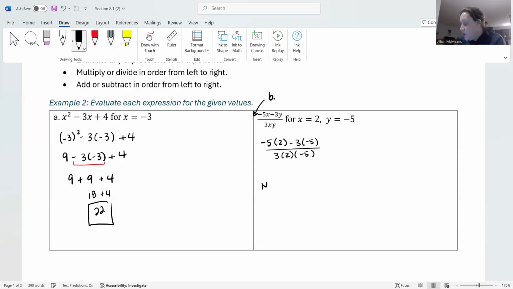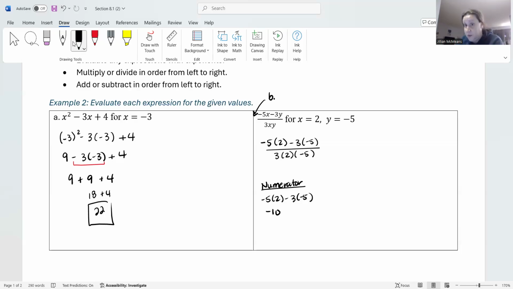So let's look at the numerator. The numerator for this example is negative 5 times 2 minus 3 times negative 5. Okay, so we have basically two multiplications and then we have a subtraction. So let's do the multiplication. First I have negative 5 times 2. When you multiply two numbers with different signs, you're going to get a negative product. So we get negative 10.